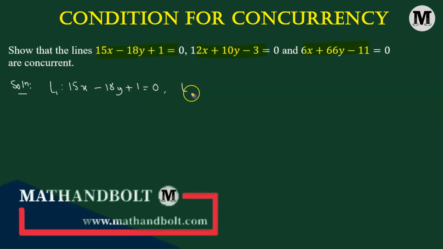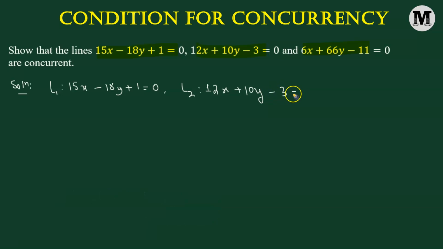Then we have the second line L2. So L2 has the equation 12x plus 10y minus 3 equals 0. And then we have the equation for the line L3, 6x plus 66y minus 11 equals 0.